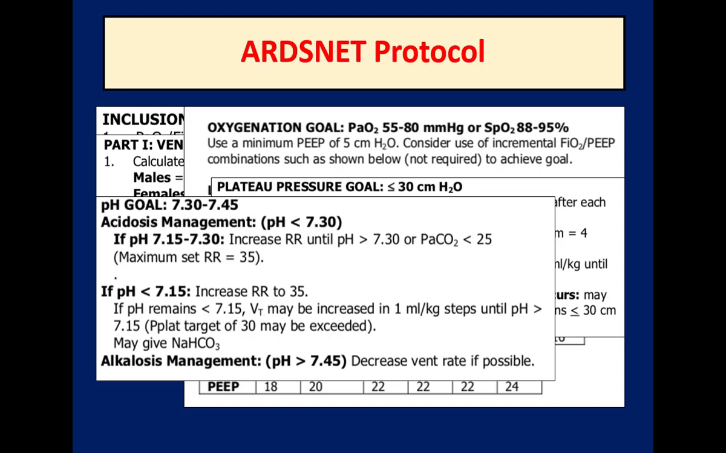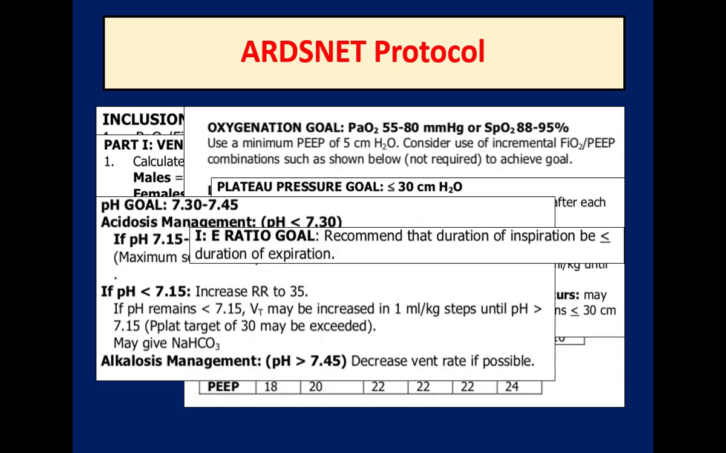The pH goal should be 7.3 to 7.45. Acidosis management: if pH is low, then one can increase the respiratory rate, where the maximum set rate is 35. If pH remains low, one may increase tidal volume by 1 ml per kg. Alkalosis management: decrease the ventilatory rate if possible. And for permissive hypercapnia, one may give soda bicarb to correct the pH. I:E ratio goal: it is recommended that the duration of inspiration be less than the duration of expiration.